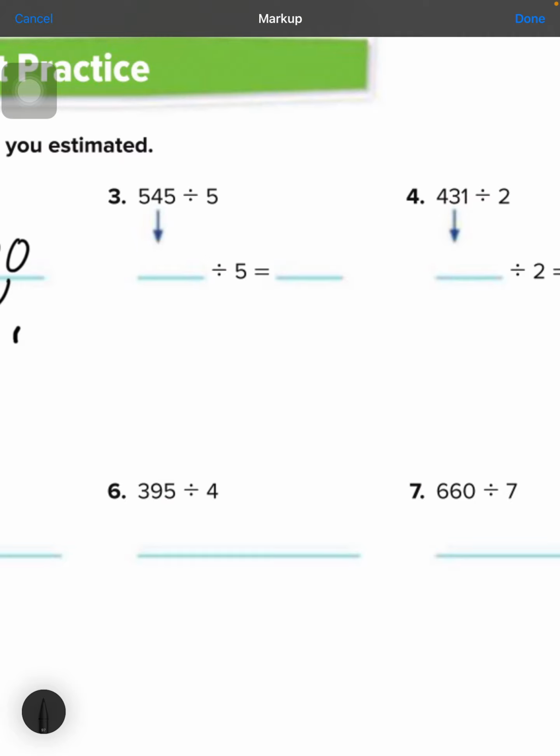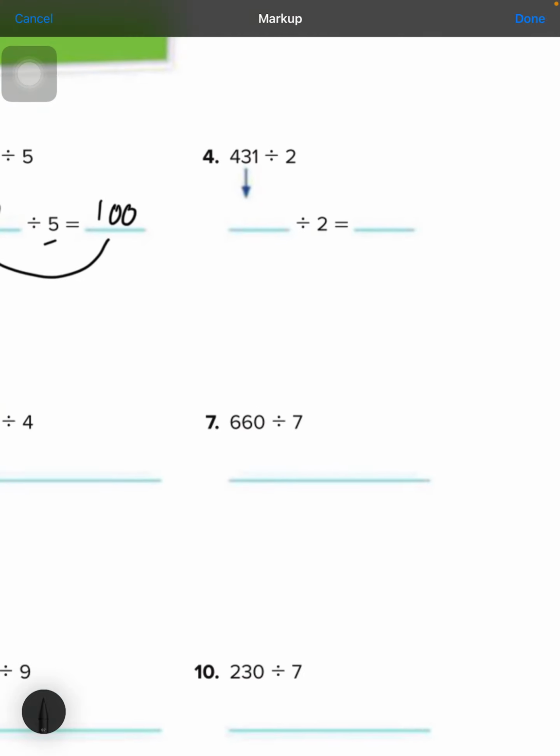Number 3, 545 divided by 5. It could be better. Let's make it a little bit better. Let's change it to 500 divided by 5. 5 divided by 5 is 1. Bring the 2 zeros over. 100. I told you this is going to be fun. This is a trick on how to make division easy. I don't want to be stuck here all day doing this problem, and I'm sure you don't want to either. So let's round it.